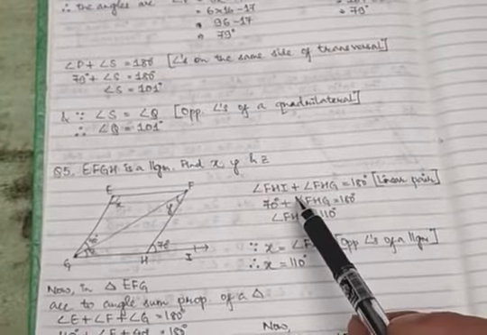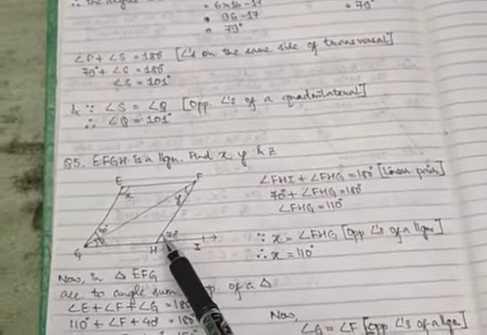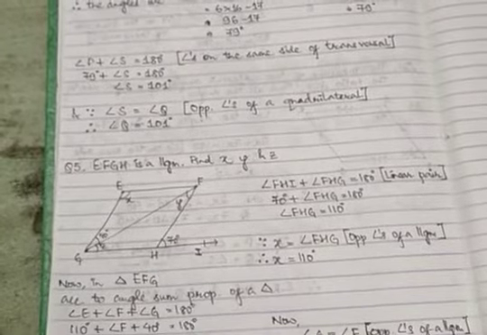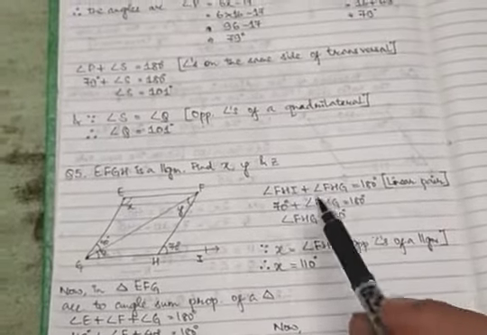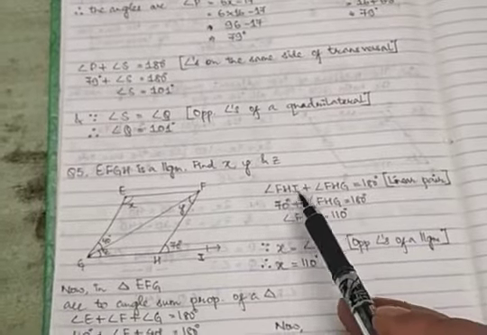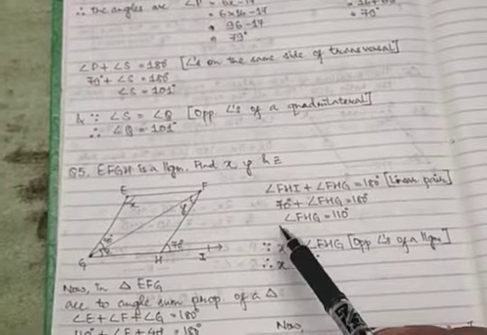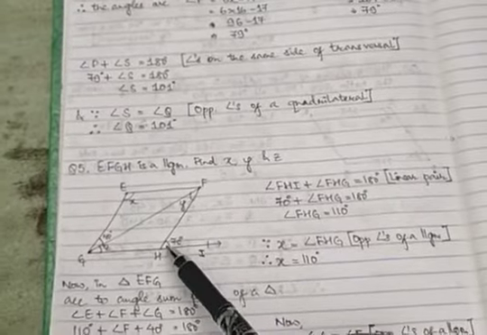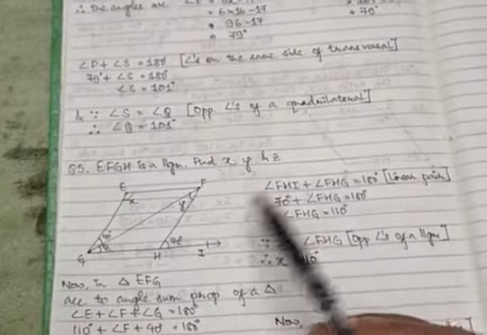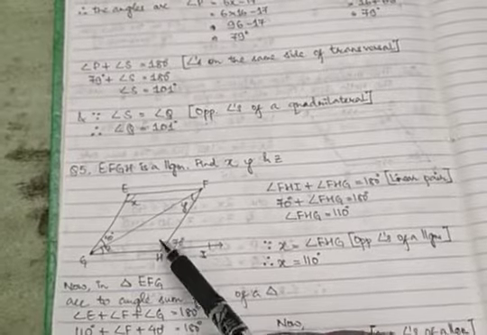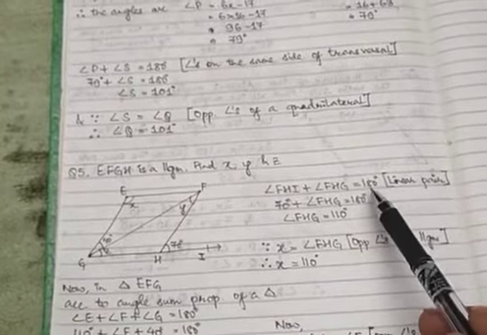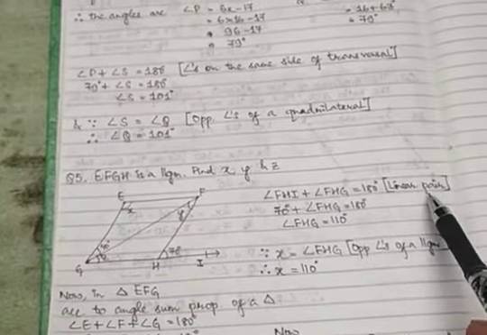Since you are dealing with exterior and interior angles, I recommend, as I have already told you, that we write with 3 different points and the vertex in the middle. So that is what I have done here. Angle FHI, that means this angle, plus angle FHG, that means this angle. If you add these 2 angles, the sum will be equal to 180 degrees. What is the reason? Linear pair.